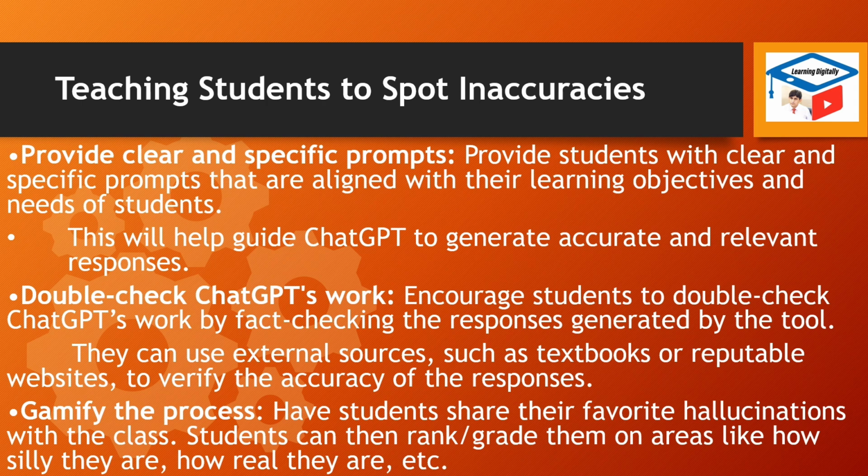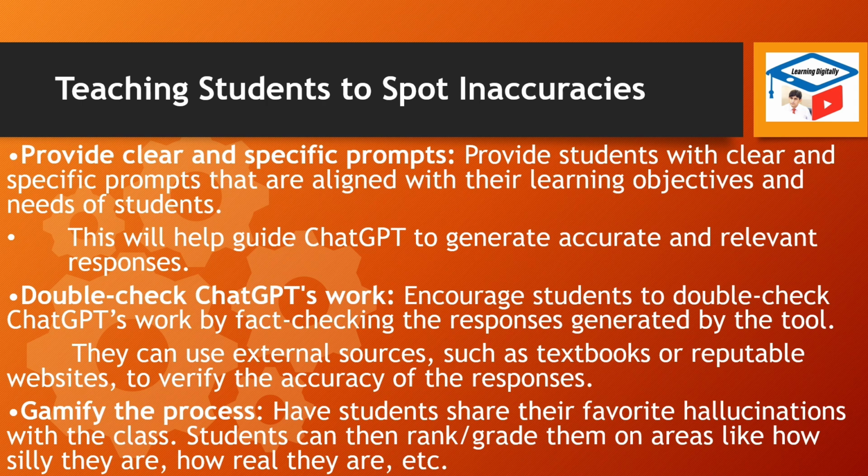While ChatGPT is a powerful tool that can generate human-like responses to text-based prompts, it is important to remember that it is not perfect. It can sometimes generate responses that are inaccurate and biased. ChatGPT can even produce hallucinations. As educators, it is important to train students to spot these issues and double check ChatGPT's work. Here are some tips for training students to spot hallucination and double check ChatGPT's work.